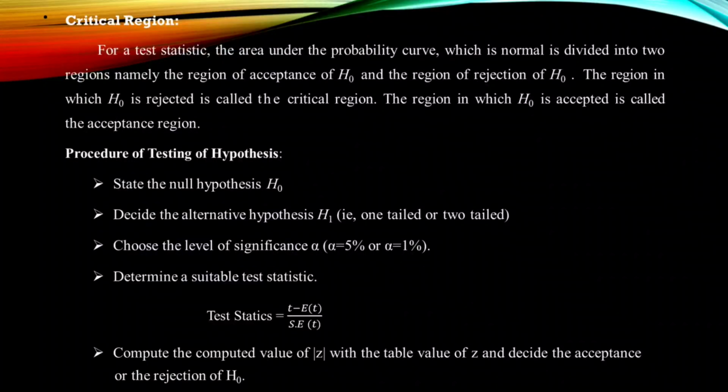Next, let us see the procedure for testing of hypothesis. First step is to set up the null hypothesis H naught. Next, set up the alternative hypothesis H1 and check whether it is a one-tailed test or two-tailed test. Third is to choose the level of significance alpha, generally 5%. Fourth is the test statistic, z equal to t minus E of t by standard error of t. Next is to compare the calculated value with the table value, and decide whether to accept H naught or reject H naught.